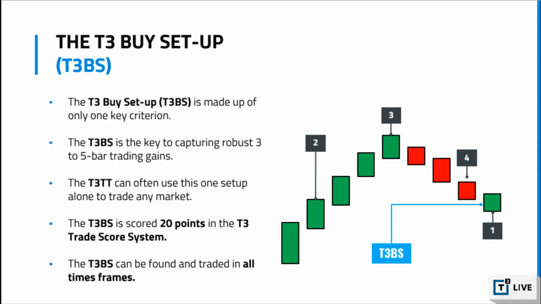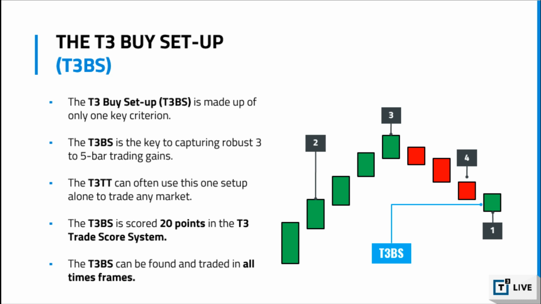The T3 buy setup is made up of one key criterion. The T3 buy setup is key to capturing robust 3 to 5 bar trading gains. T3 trained traders often use this one setup alone to trade any market, and the T3 buy setup is scored 20 points in the T3 trade score system. It can be found and traded in all time frames. So if you're a day trader, you can trade it on the intraday charts, swing trader on the daily. If you're a long-term trader, you can trade the setup on the weekly and the monthly charts, on any and every time frame. It's applicable.